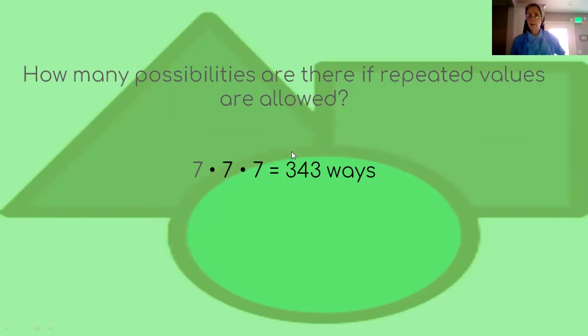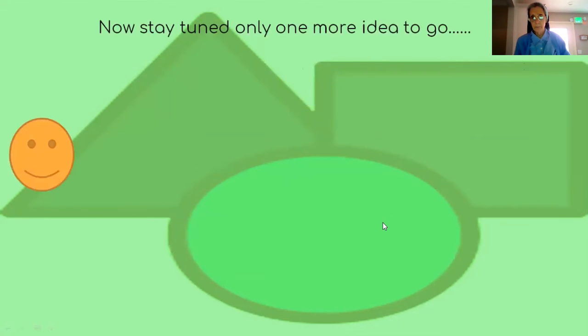How many possibilities are there if repeated values are allowed? So if I could repeat the symbols, if I could use pound, pound, pound, or if I could use capital A, capital A, capital A, then if I pick 1, I would have 7, but then I could use that symbol over again. So I could use 7 and then 7. So I have 343 ways of having an outcome. Now we have one more idea to go.